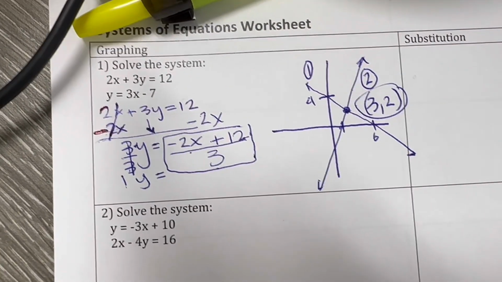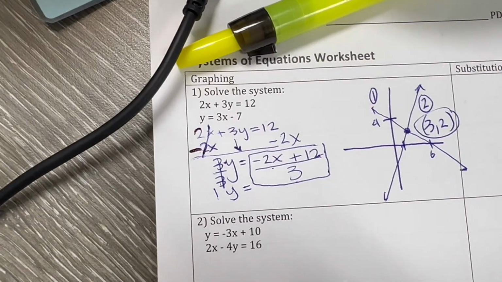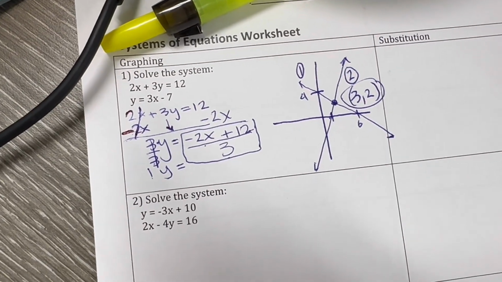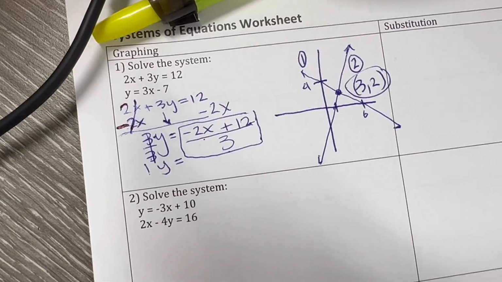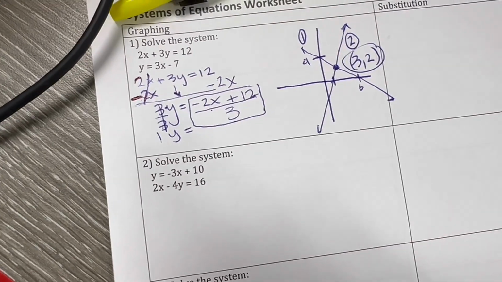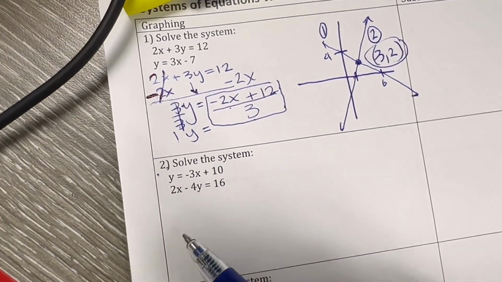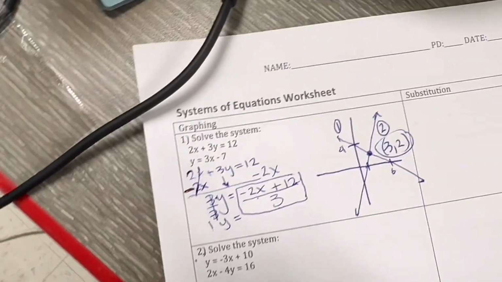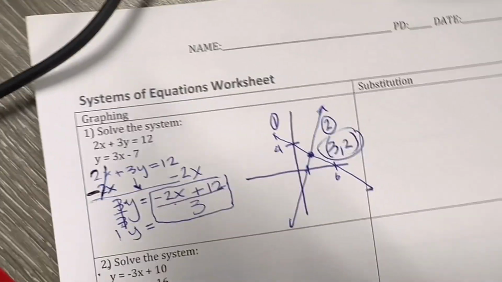For the second one, make sure you show your work, but I'll give you the answer for it. Your solution will be 4, -2. See if you get that one correct. Now, to substitute, let's go back to number 1. First try number 2 and see if you get 4, -2. Pause the video. Okay, we're back at number 1.